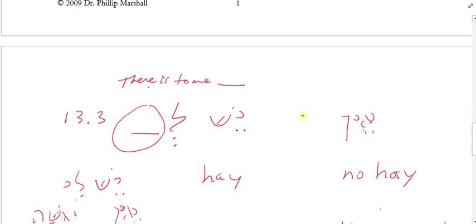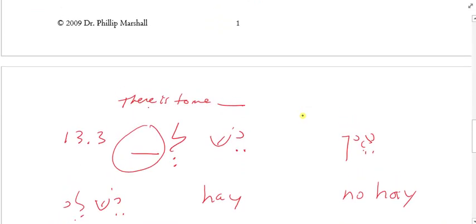In 13.3, we have a way of saying in Hebrew, there is and there is not, to express the existence of something. Okay? Now, how many of you have studied some Spanish or know some Spanish? Okay, a couple of you know some Spanish. This is basically equivalent to how in Spanish you say there is or there is not: "hay" and "no hay." In Hebrew, we will say yesh if there is something, and ein if there is not.